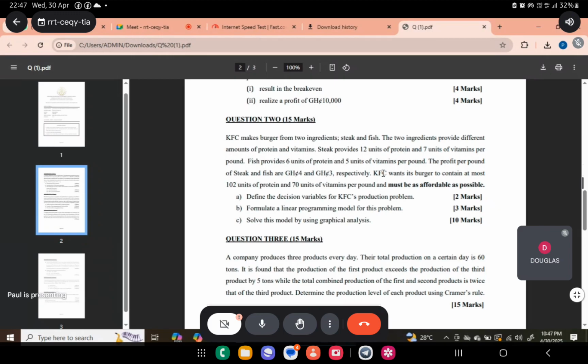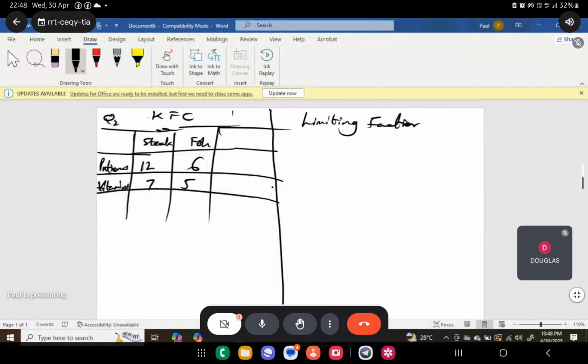Now, listen. It says that KFC wants its burger to contain at most 112 units of proteins. Now, this is the constraint. It says that the maximum number of proteins that should be contained in the burger should be 112, which means it can't be more than 112. At most. That's the meaning of at most. So it means that the protein should be less than or equal to 112, because the maximum should be what? Please, you understand?